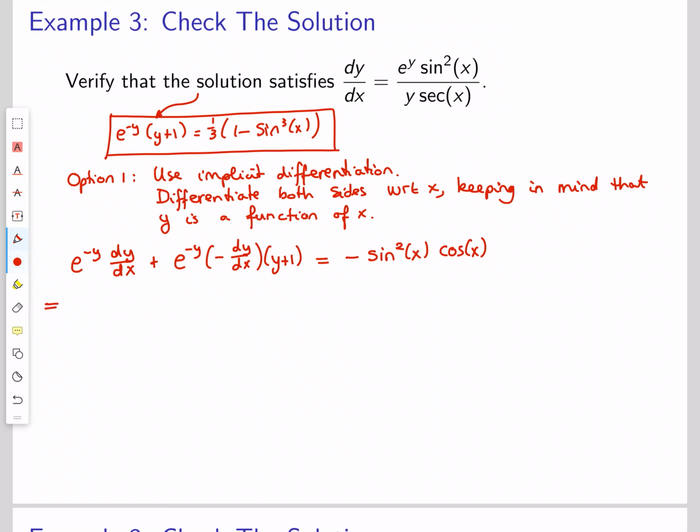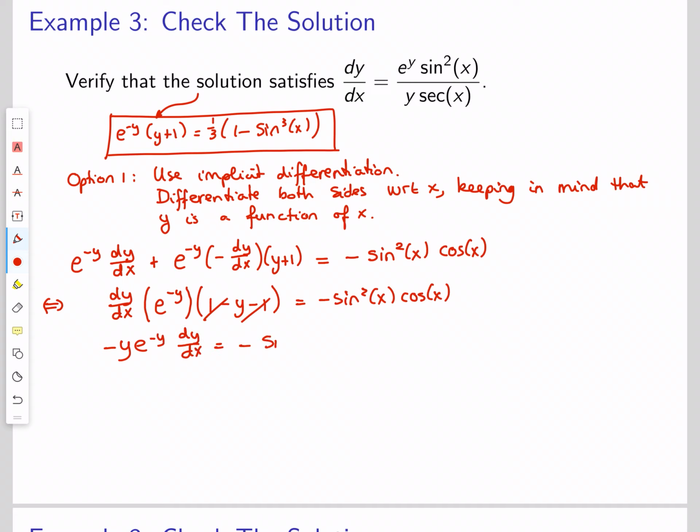And so we can simplify. On the left-hand side, let's factor out the dy dx, and I'm left with e to the minus y. I can factor that out as well, and then what I'm left with is 1 minus y minus 1, equal to minus sine squared of x times the cosine of x. These ones cancel out, and then I have a minus y e to the minus y dy dx equal to minus sine squared of x cosine of x.